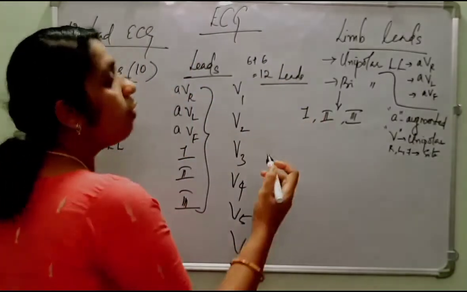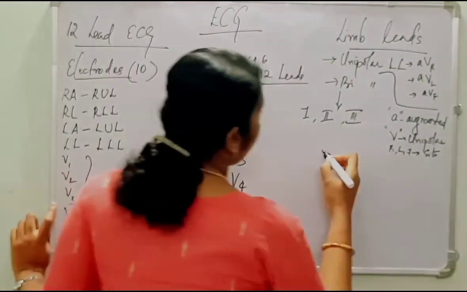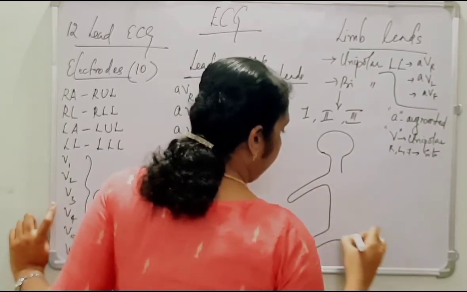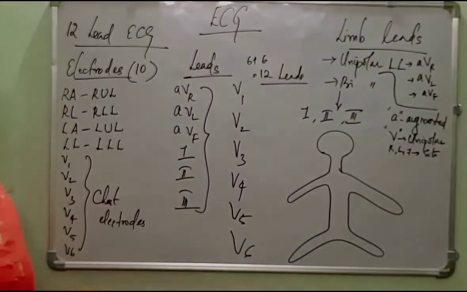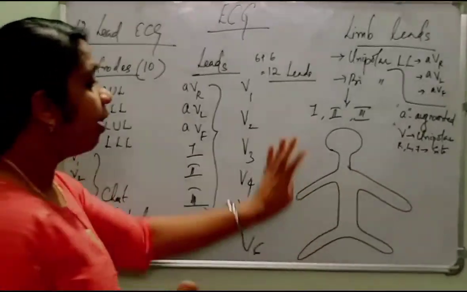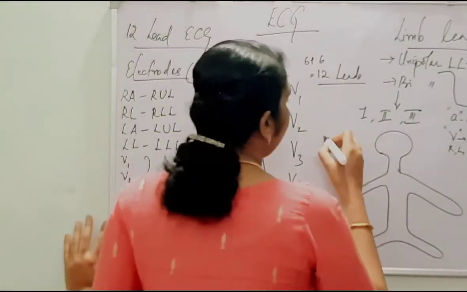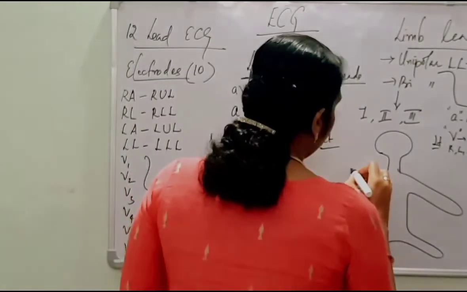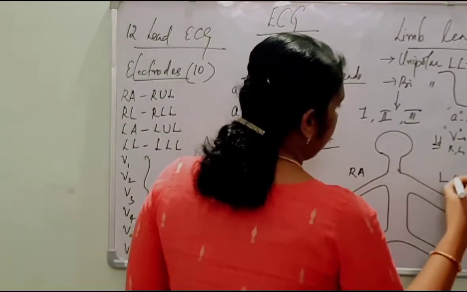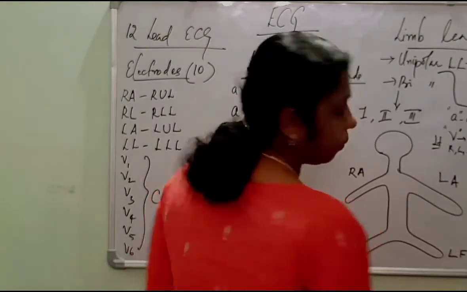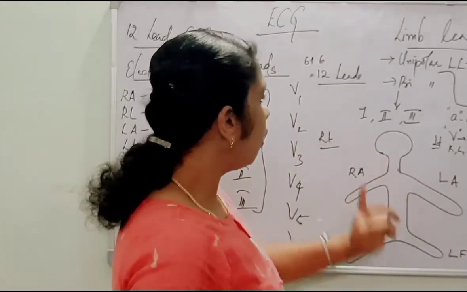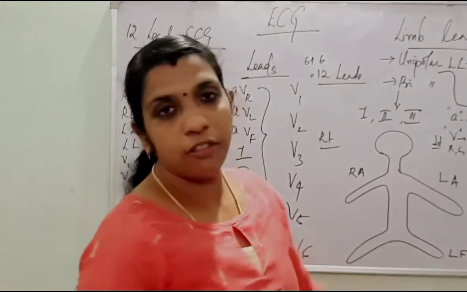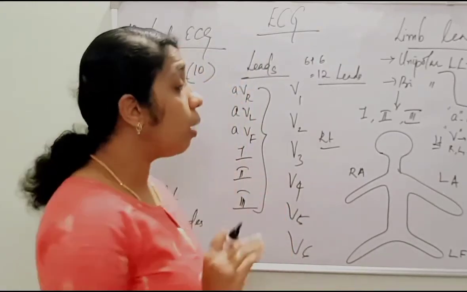Understand? So suppose we will see what is the positive pole and what is the negative pole in bipolar limb leads. Suppose this is a person. Just imagine this is a person for studying ECG. So this is the right side of the person and this is the left side of the person. Here this is the right arm, this is the left arm and this is the left foot. Here we all know that AVR will be placed here, AVL will be here and AVF will be here. Okay, so we will see about the bipolar limb leads.